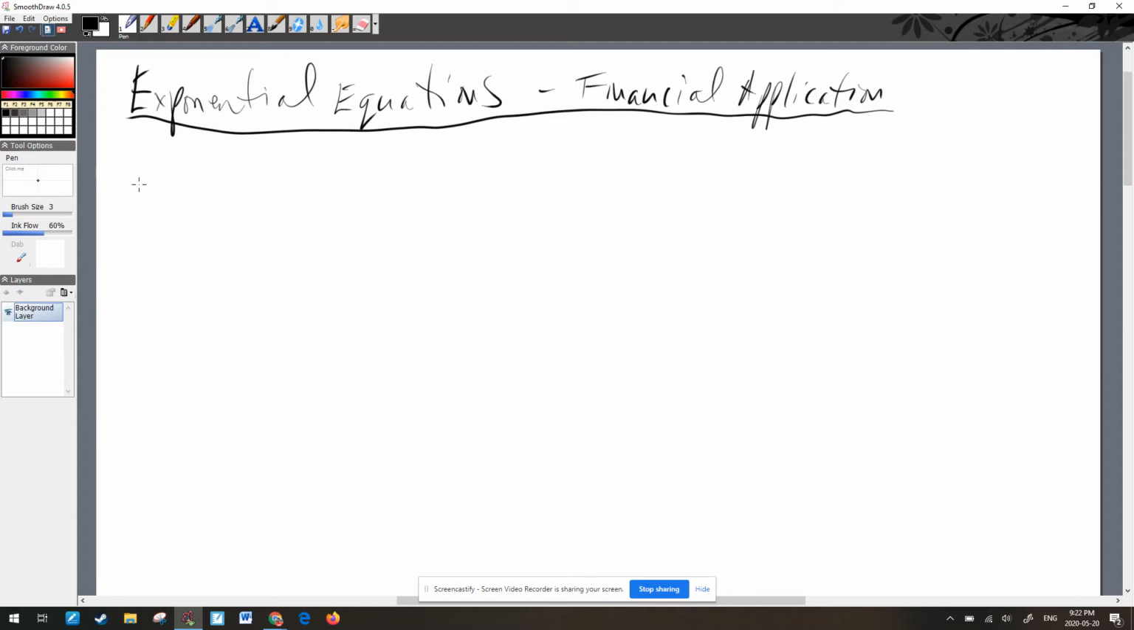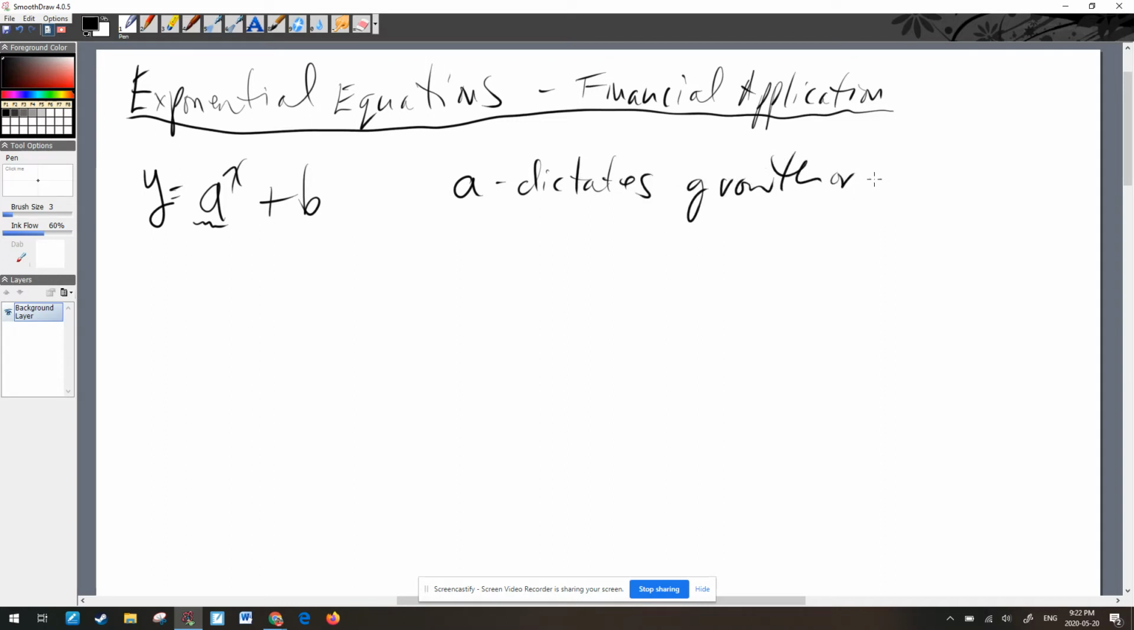Okay, so we did exponential increase, or exponential growth, and exponential decay. And the general form I'm going to write out, and keep really simple, is y equals a to the x, plus b. And we know that this a value dictates whether it's growth or decay, right? And we said that if a is greater than 1, we get growth.